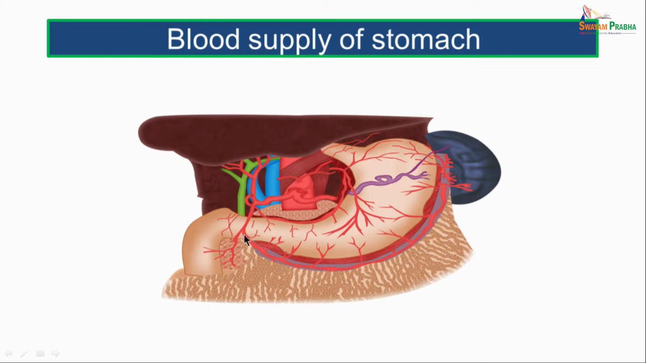The gastroduodenal giving the right gastroepiploic, both the gastroepiploics taking care of blood supply along the greater curvature and both are a content of the greater omentum. So that explains the arterial supply of the stomach.